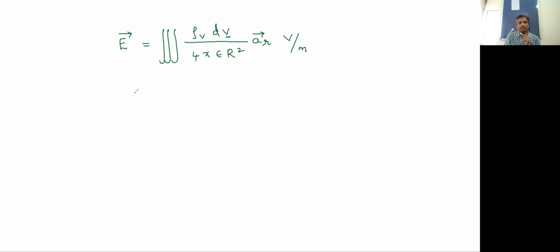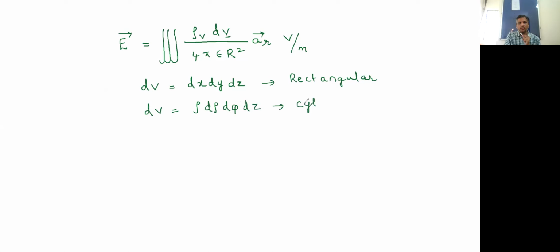Here dV will be expressed in various coordinate systems. dV equal to dx dy dz is in the rectangular coordinate system. dV is equal to rho d rho d phi dz in the cylindrical coordinate system, and dV in the spherical coordinate system is r square sine theta dr d theta d phi. And this is the expression in the spherical coordinate system.